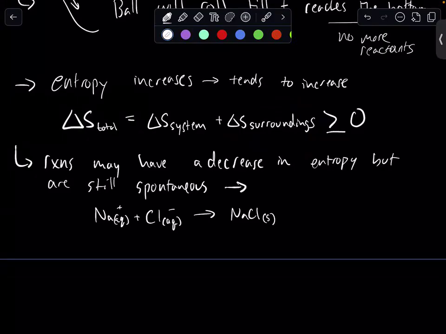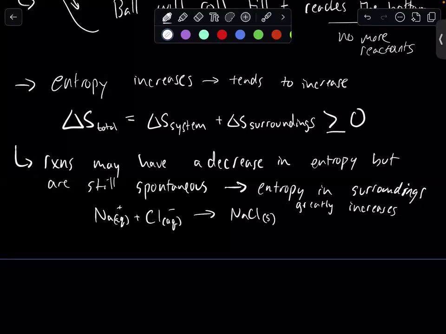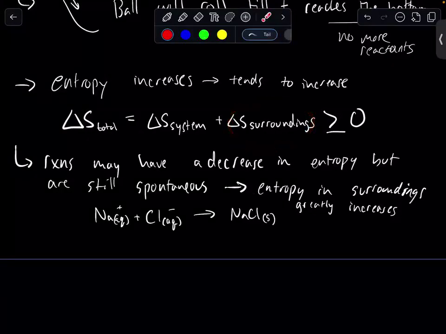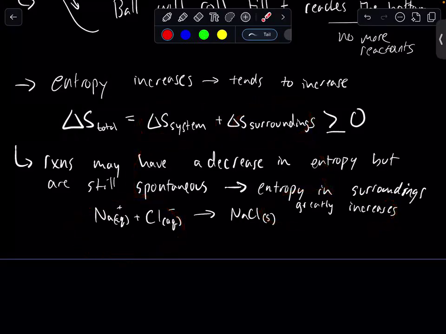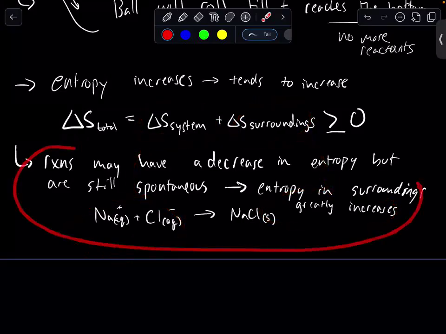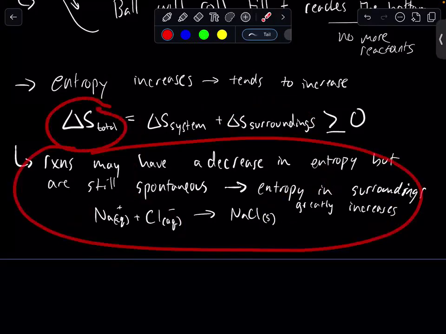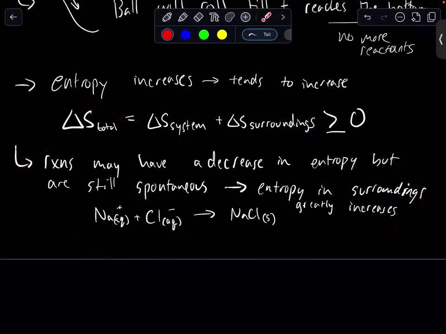The reason this is still spontaneous is because the entropy in the surroundings greatly increases. And that's where we get this value right here. So even though the entropy of the system is negative in this reaction, the entropy of the surroundings greatly increases as all those water particles go from liquid to gas. So we can still have spontaneous reactions that follow the second law of thermodynamics, saying that entropy will increase.